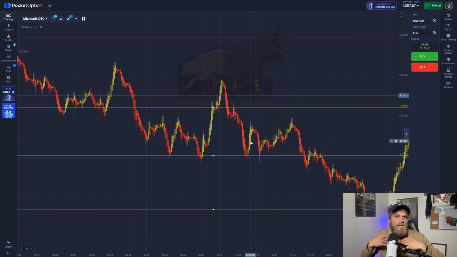Price is only collecting liquidity. Its only purpose is to collect liquidity. That's it. And the only way it does that is go up and down. Now it has three phases: consolidation, manipulation, and distribution. Those are the phases of the market. But the market can only do two things. It can go up and down. That's it. So lock in, stay focused.